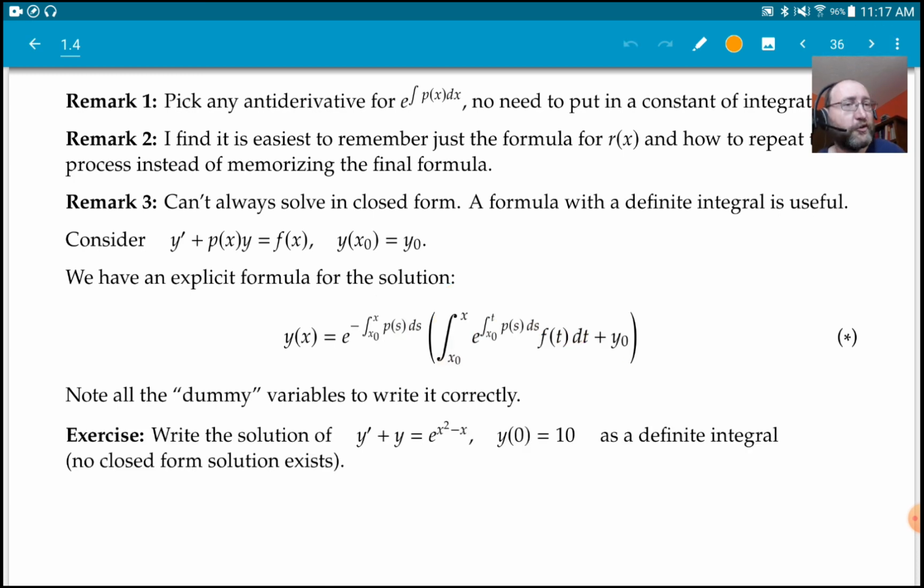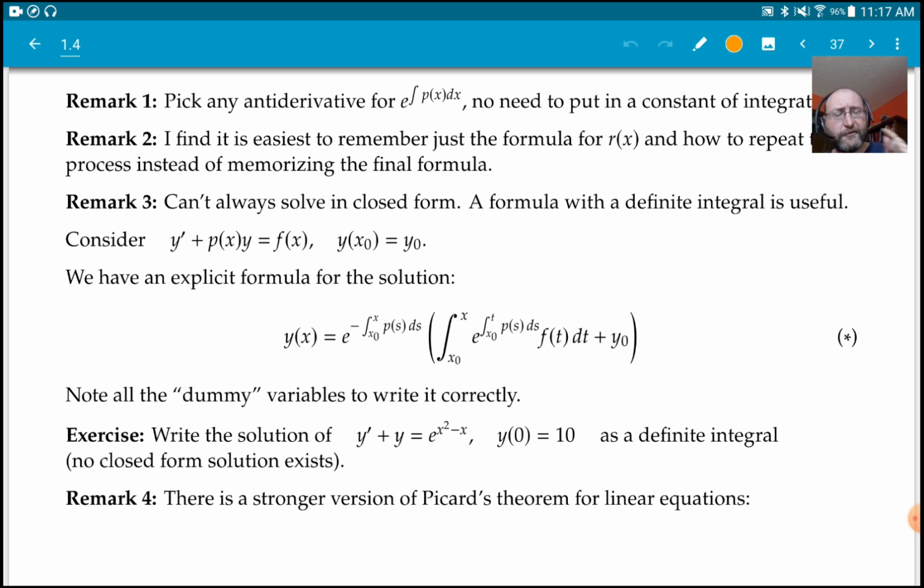Now, you can do an exercise with this. Write down the solution for this guy as a definite integral. You cannot do it in closed form, there's no closed form solution, but you can write it as a definite integral. Basically, just plug it into this formula.